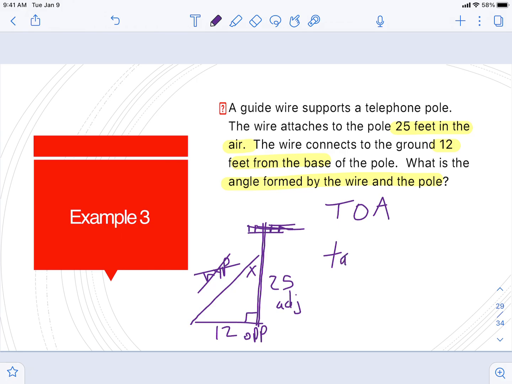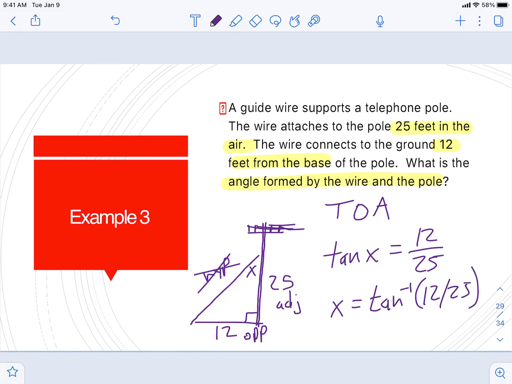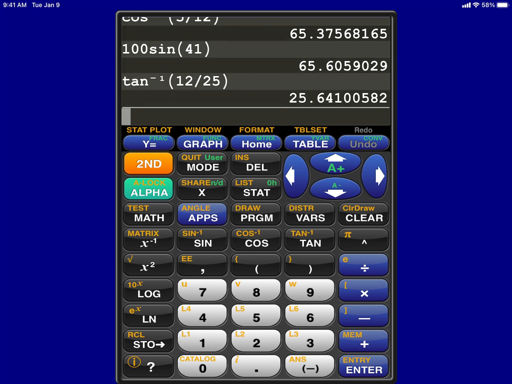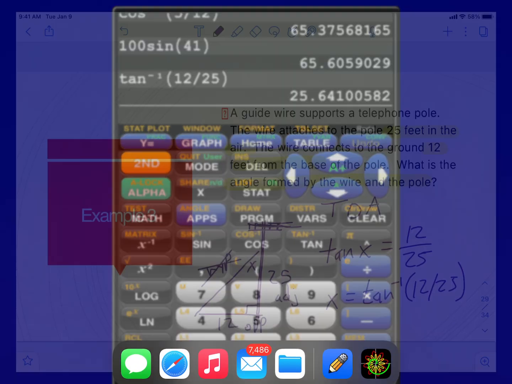So that's going to be tangent of x is equal to the opposite 12 over the adjacent 25. And that means that x is the inverse tangent of 12 over 25. So if I plug that in, second tangent 12 divided by 25, and that gives us 25.64 for our angle.